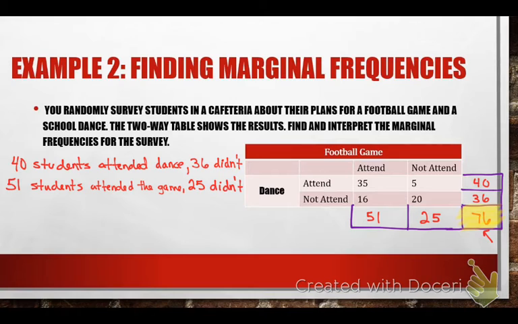Now, the 76, I kind of want to go back because I can't say 76 what? Because of the two categories, I can't say 76 went to the football game. That's not true. So I'm going to say 76 students were surveyed. They were asked. There's definitely a chance that some maybe went to both. All right. So that's marginal frequencies and interpretations.